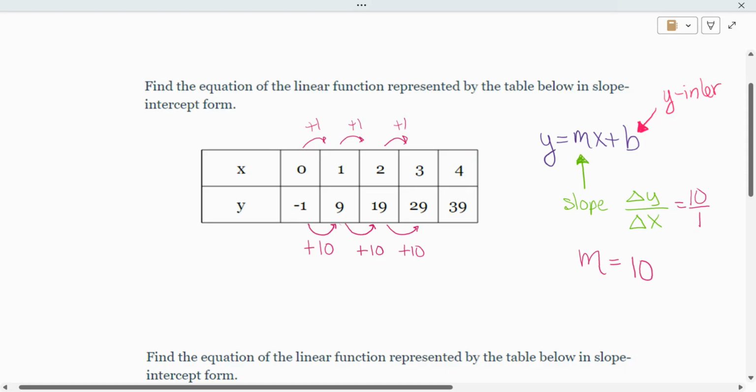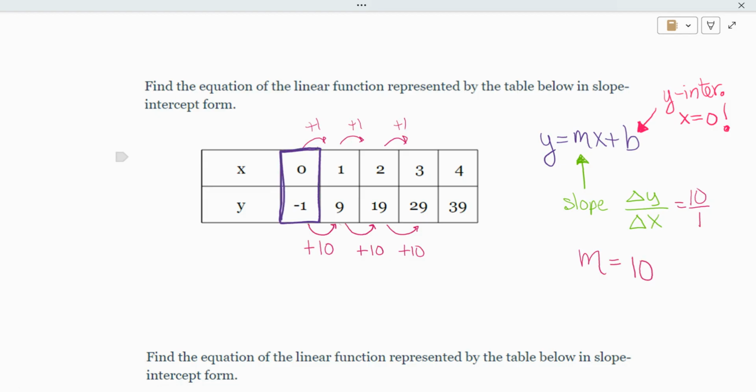How can I find the y-intercept? Your y-intercept happens when x is 0. So this ordered pair right here is the ordered pair that represents the y-intercept. So what is my y-intercept? It's -1.